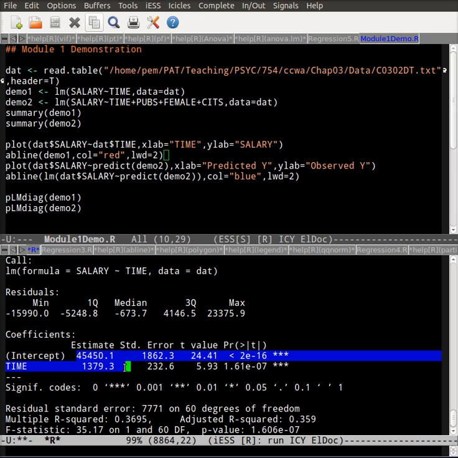So the bivariate regression equation would be salary equals 13,079, I'm just rounding, 13,079 times time plus 45,450. That's our bivariate regression model. Now, each one of these parameters has an associated standard error that we use to do hypothesis tests. And we have two separate hypothesis tests here. The first one is we want to know whether the intercept is significantly different from 0.